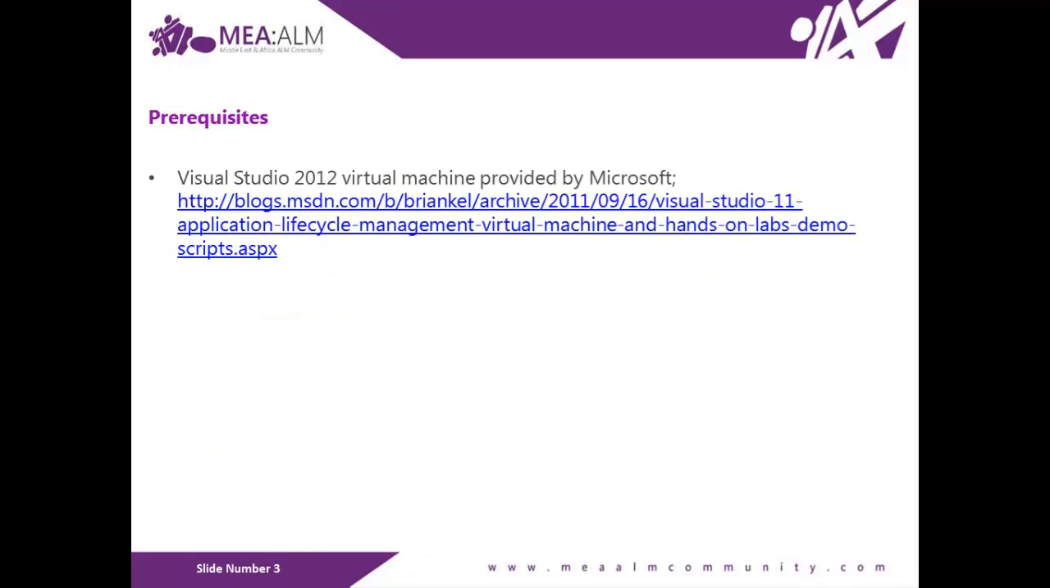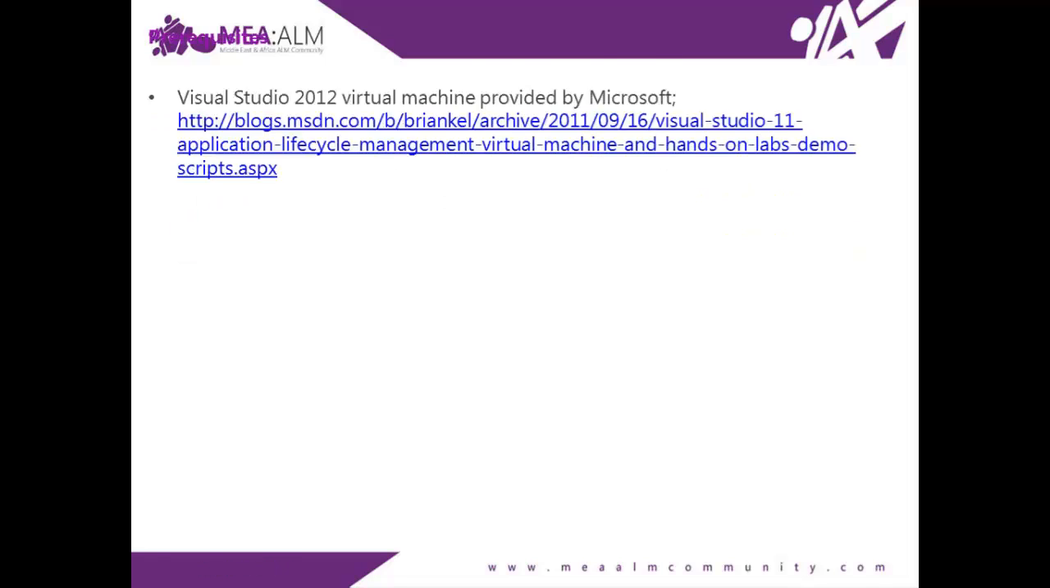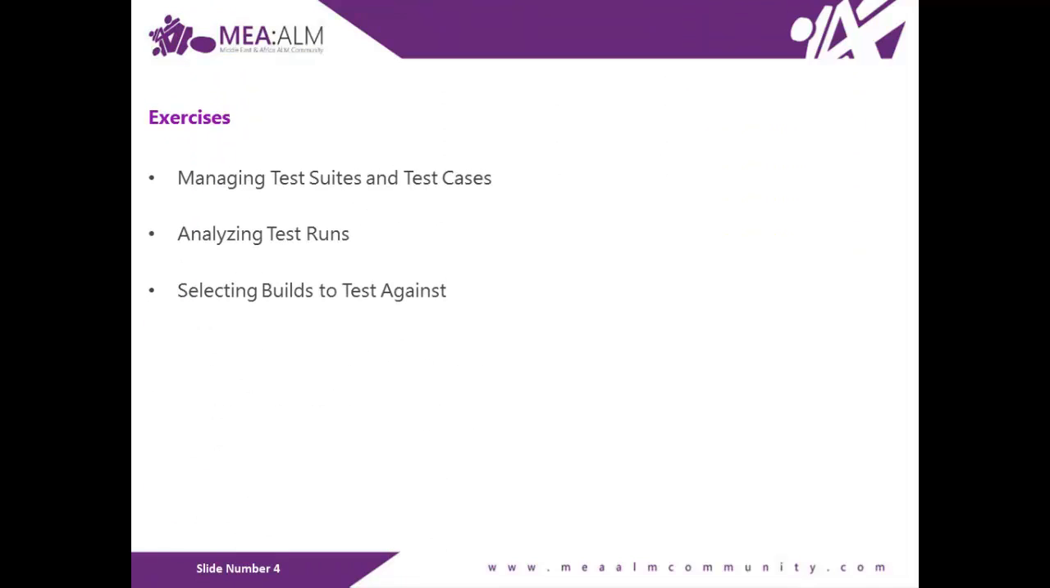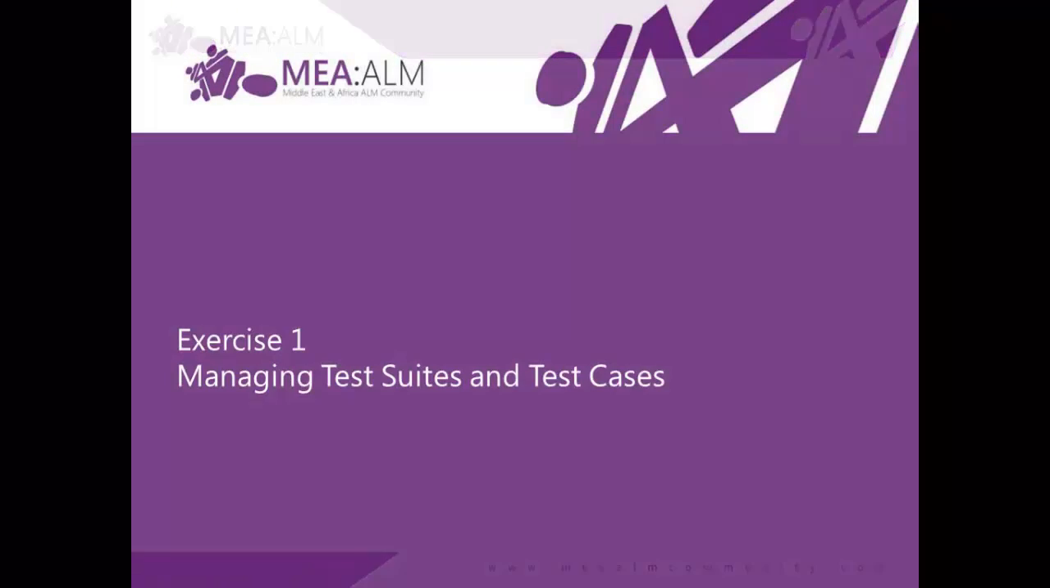For further discussion of manual tests, check the lab titled Authoring and Running Manual Tests Using Microsoft Test Manager 2012. In order to start this lab, you need to download the Visual Studio 2012 Virtual Machine, which can be found on the blog of Brian Keller. This lab has three exercises: managing test suites and test cases, analyzing test runs, and selecting builds to test against. Let's start the first exercise.